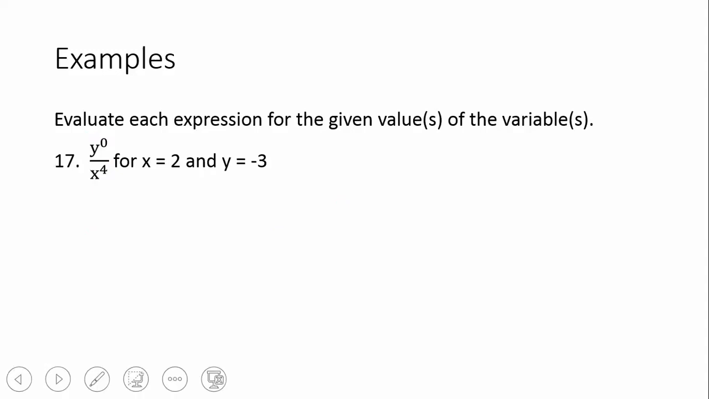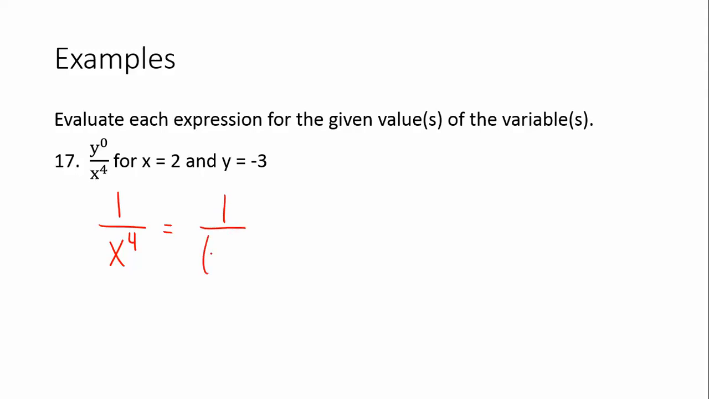A few more examples. If you'd like to pause the video here and try this one on your own, we have y to the 0 over x to the 4th. Remember, anything to the 0 power is 1. The x to the 4th is staying put since it is a positive exponent. So we have 1 over 2 to the 4th power. Substituting in the 2 for x, 2 to the 4th is 16, so we get 1 over 16.